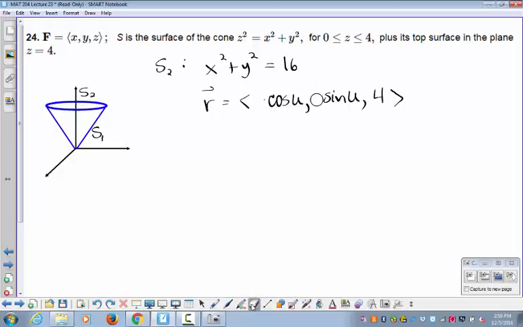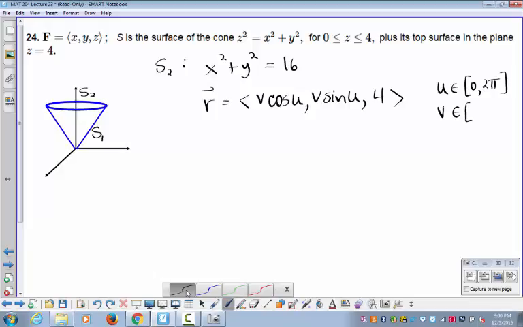And it doesn't matter. Probably if I was doing it again, I would put U in front and V on the inside. It doesn't matter though. So let's put V out there. And U is going to be 0 to 2 pi. And V will be where to where? Yeah, 0 to 4. So that'll give us the entire disk and not just the end of the disk.